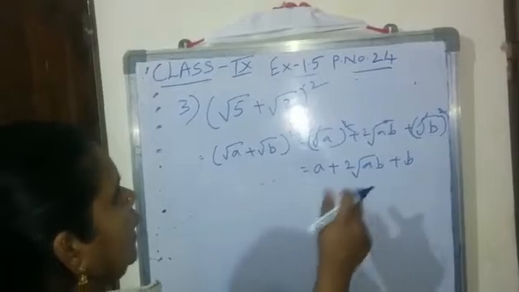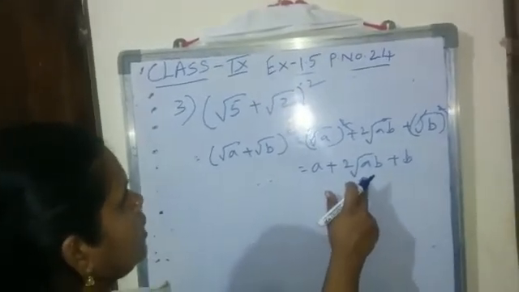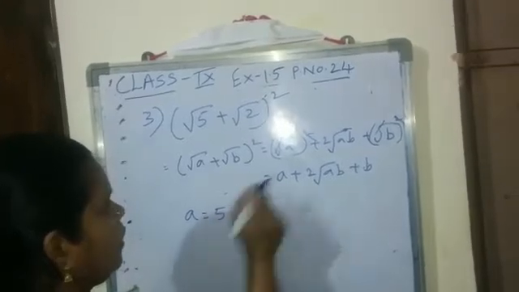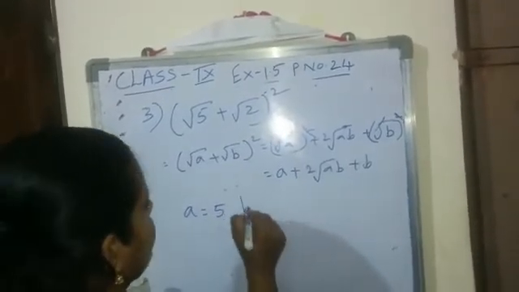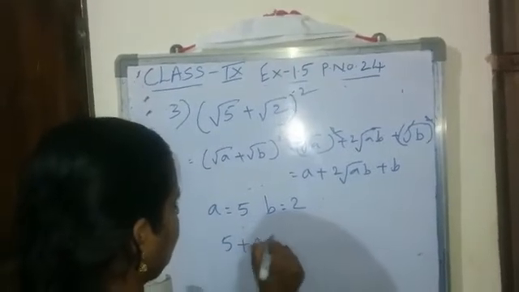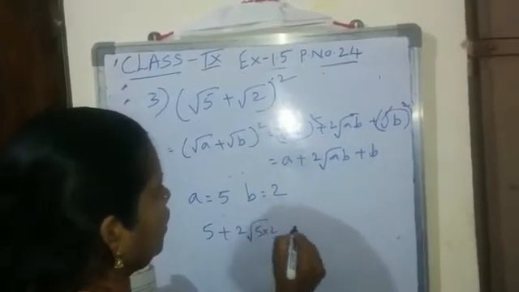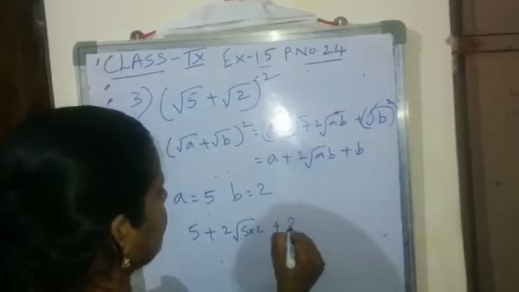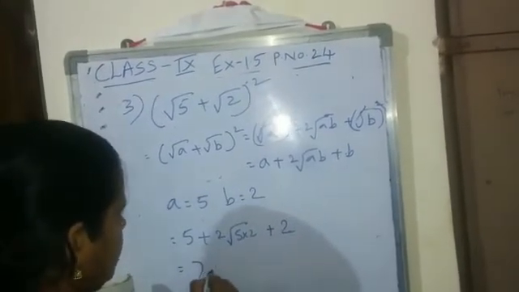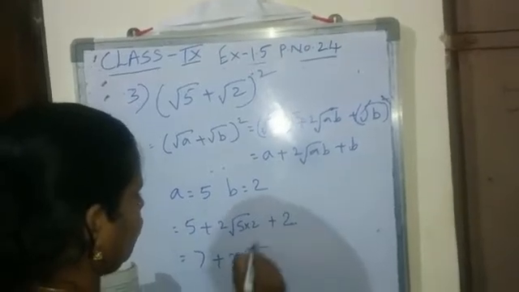Now substitute a and b values in the right-hand side of the identity, where a is considered only 5 because square and root are cancelled. Then b is equal to 2. So 5 plus 2 root 5 into 2 plus 2. Which is equal to 5 plus 2, 7 plus 2 root 5 2s are 10.